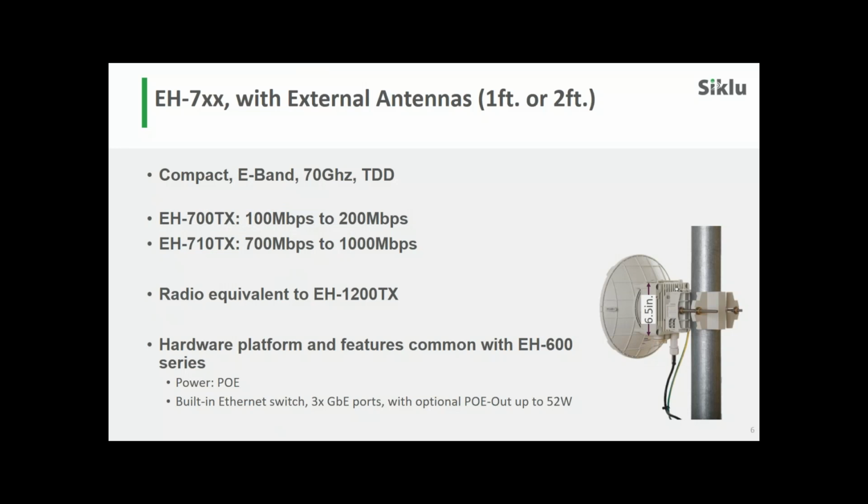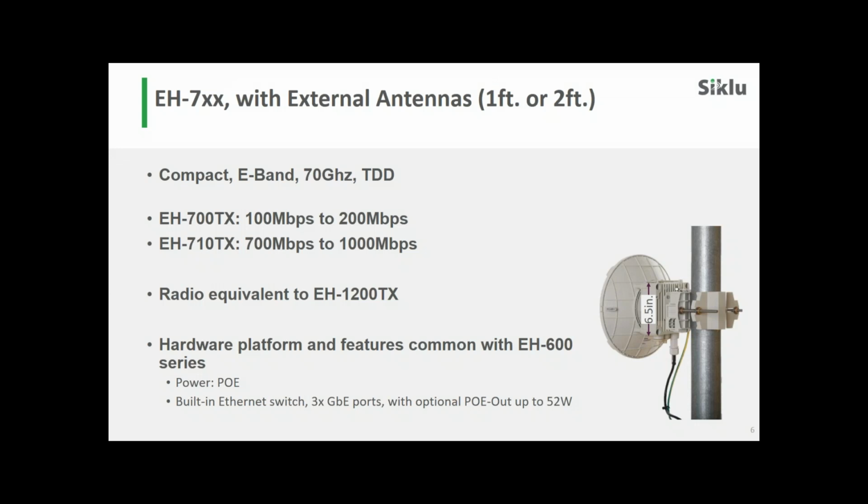So what does it mean for the 7XX family? We have again the compact radio, which some of you may know. It's about 6.5 inches, so 17 centimeters, high and wide.